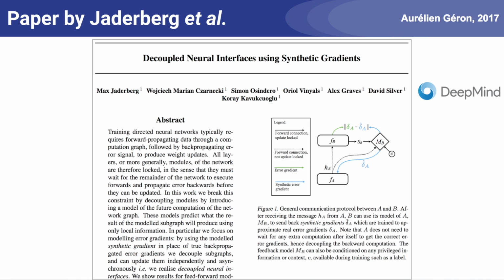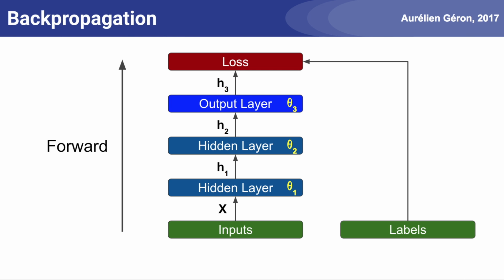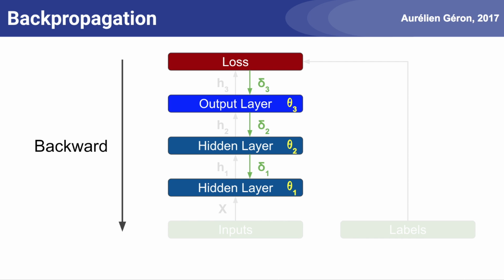To explain synthetic gradients, let's start with a super quick refresher on backpropagation. Here's a simple feed-forward neural network that we want to train using backpropagation. Each training iteration has two phases. First, the forward phase: we send the inputs x to the first hidden layer, which computes its outputs h1 using its parameters theta1, and so on up to the output layer. And finally, we compute the loss by comparing the network's outputs and the labels.